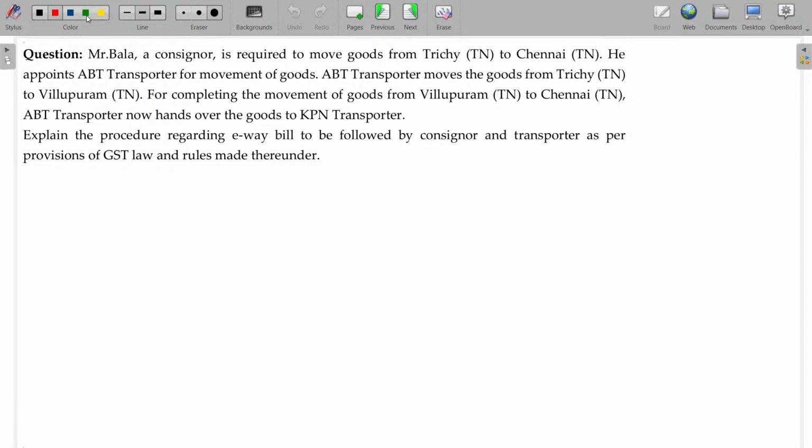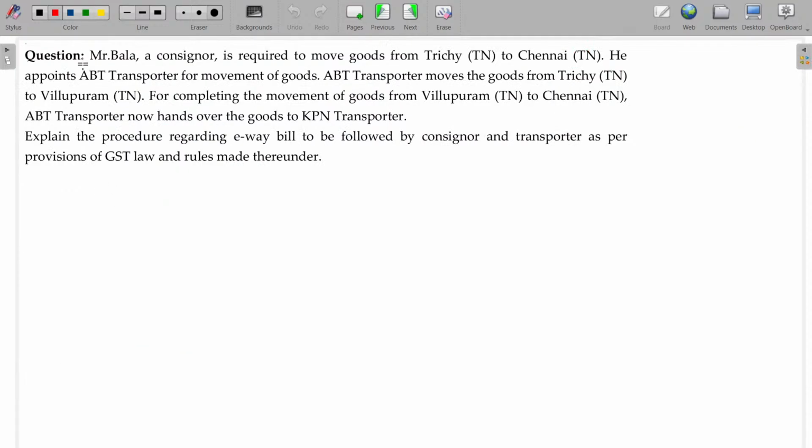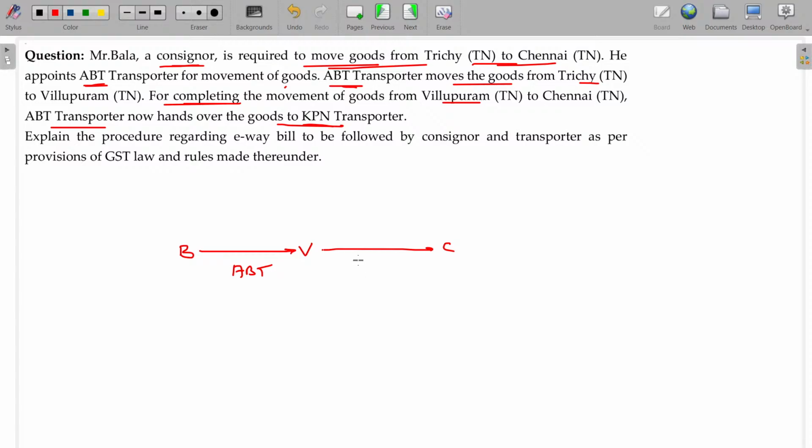Now, let me explain this illustration so that you will be able to understand the transfer of goods to another conveyance. Mr. Bala, a consignor, is required to move goods from Trichy to Chennai and appoints ABT transporter for the movement of goods. ABT transporters moves the goods from Trichy to Viluppuram. This is done by ABT parcel services. And for completing the movement of goods from Viluppuram to Chennai, ABT transporters now hands over this to KPN transporter. From Viluppuram to Chennai, this is now transported through KPN.